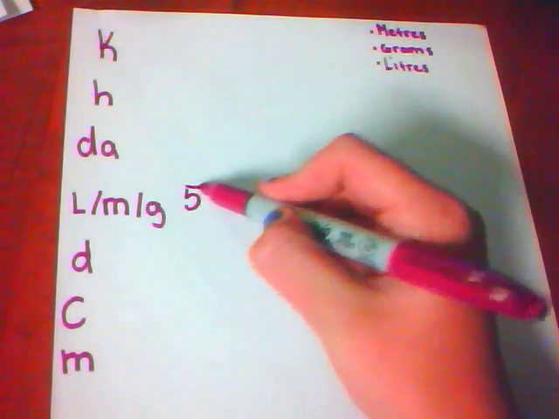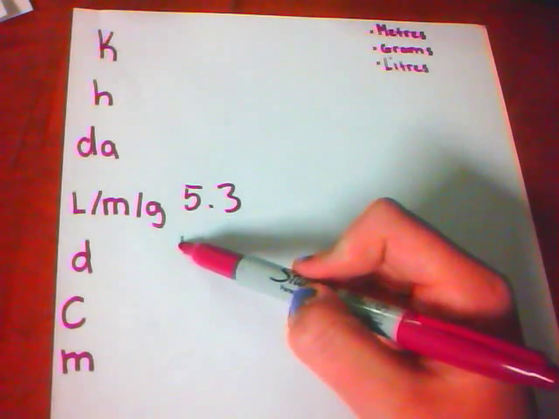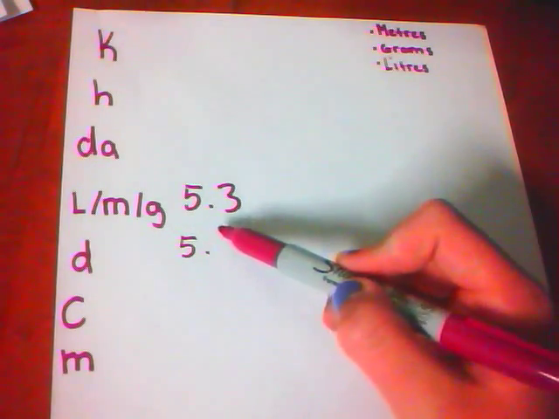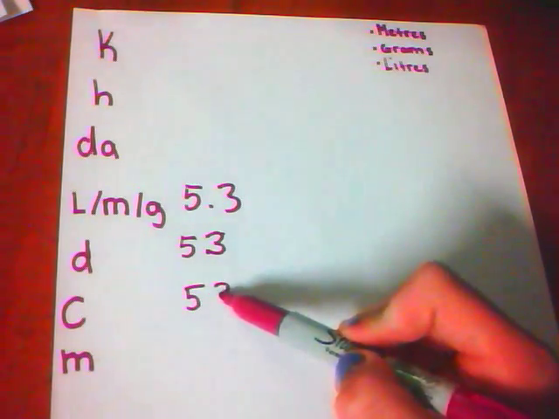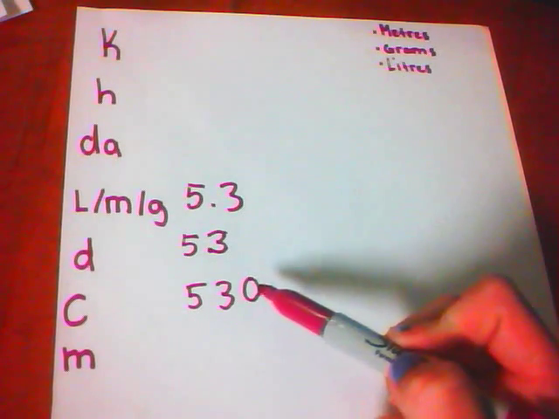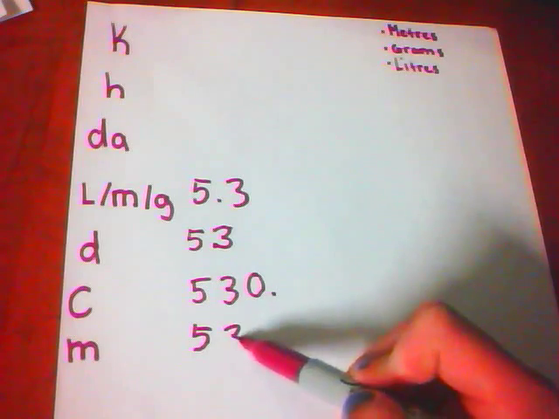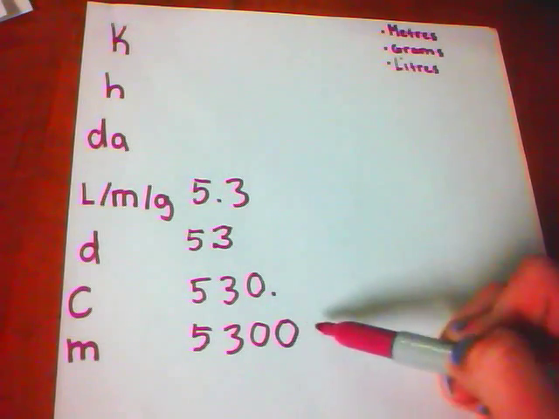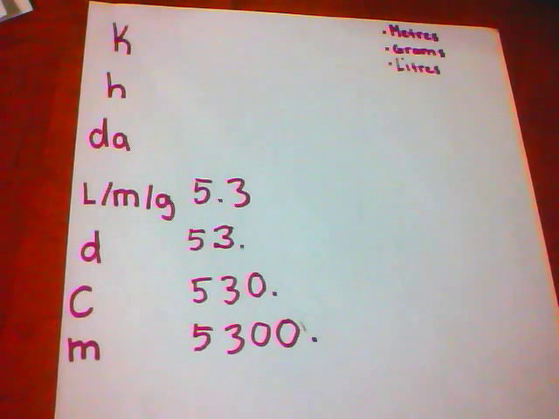When you are working with a decimal number, you instead want to move it like this. Let's say we have 5.3 meters. You want to move the decimal over a whole place, so you get 53 decimeters, 530 centimeters, and the decimal's now over here, and 5,300 millimeters, and the decimal's over there. So each time you are moving the decimal over another space.